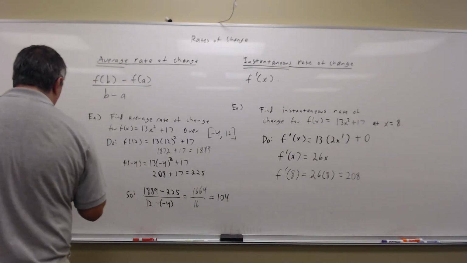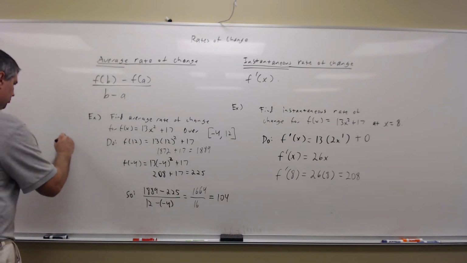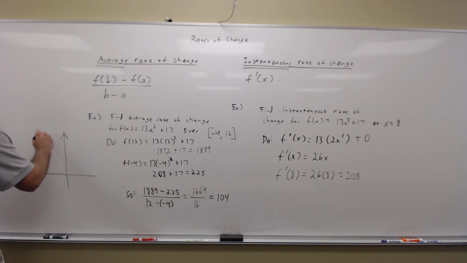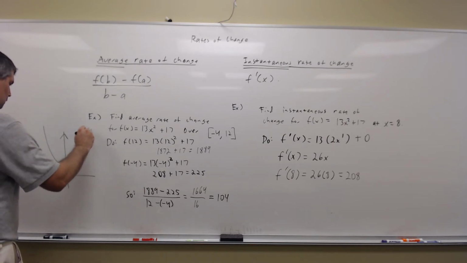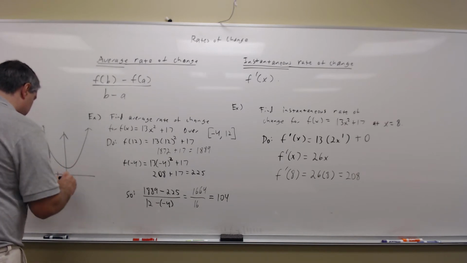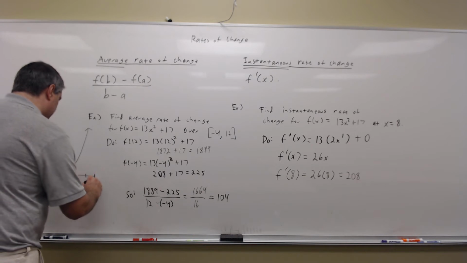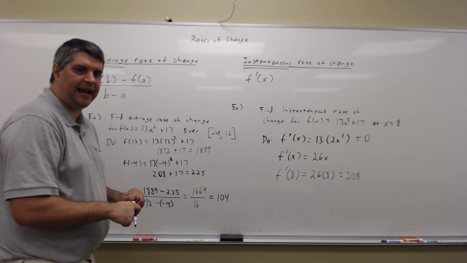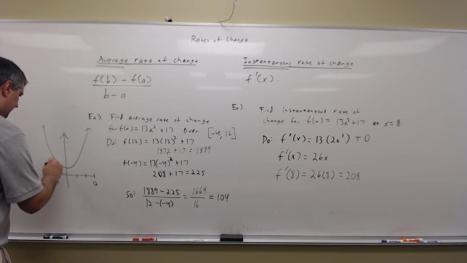Let me explain to you what the graph looks like. The graph of this looks like this. So if this is negative 4, this would be 12. So as you can see, it actually drops. It's actually dropping at the beginning and working its way back up. Okay? But that's the average rate of change. Okay?